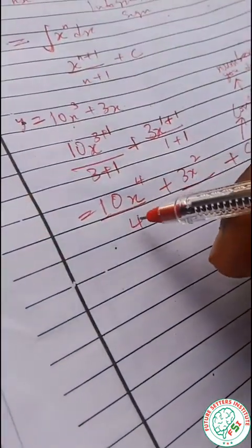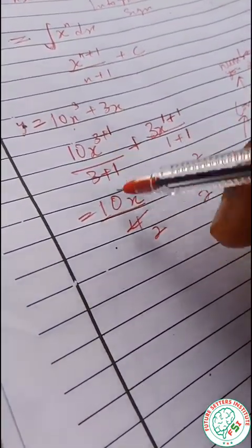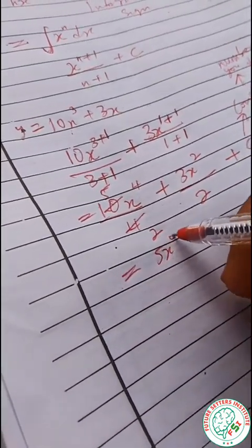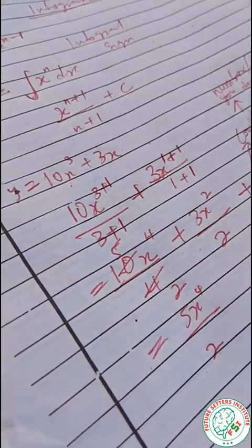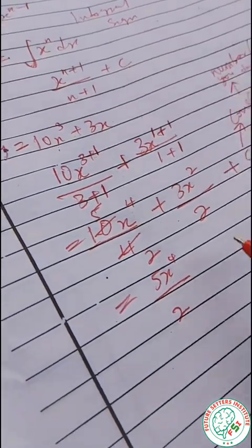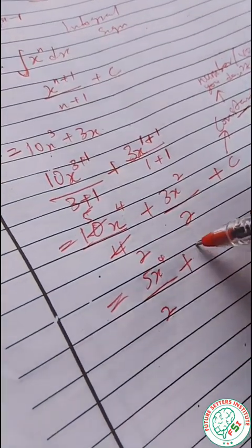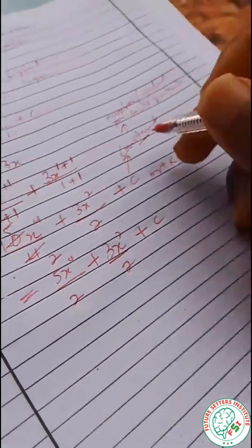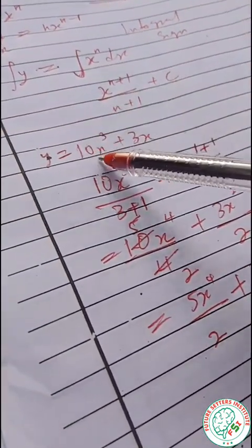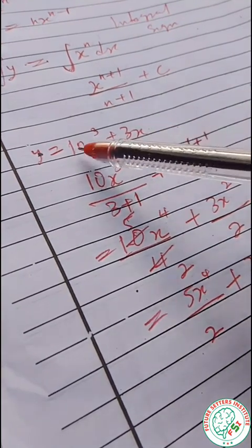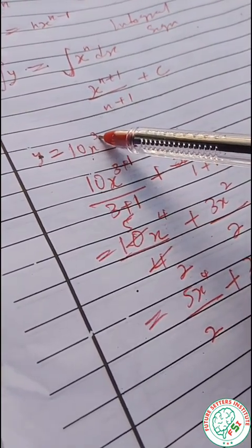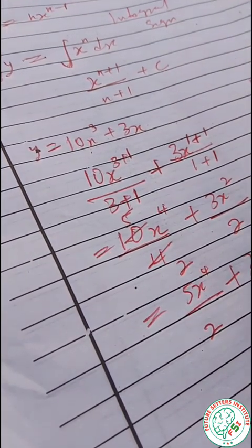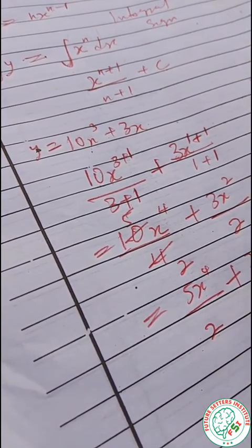Then in this case, you see that the 4 here and 2 can cancel: 2 into 4 is 2, and 2 into 10 is 5. So what you have here is 5x raised to power 4 over 2 plus 3x raised to power 2 over 2 plus c as our final answer. So if they tell you to integrate this, you just have to add 1 to the power, and you will get your answer easily. You understand? Just take note of it.